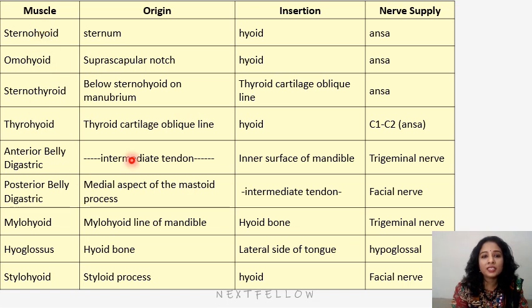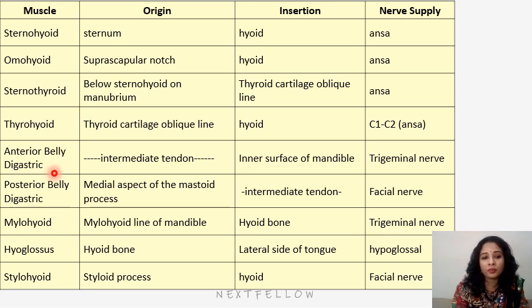So here we can see a table for us to understand. Sternohyoid, we saw it is supplied by Ansa. Omohyoid, both superior belly and inferior belly, are supplied by Ansa cervicalis. Sternothyroid is also supplied by Ansa cervicalis. Thyrohyoid is exceptional. It is supplied by C1 fibers. Maybe sometimes C2, mainly C1 fibers, which also contribute in the formation of Ansa, but it is not by Ansa. It is by C1. Then the anterior belly of digastric.